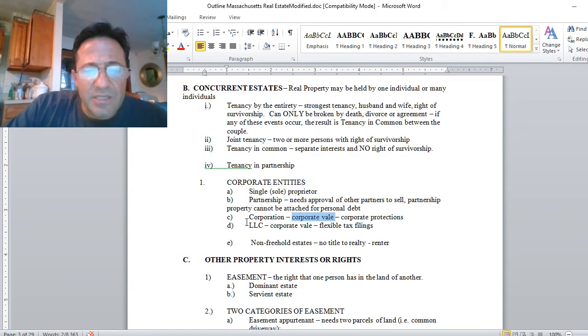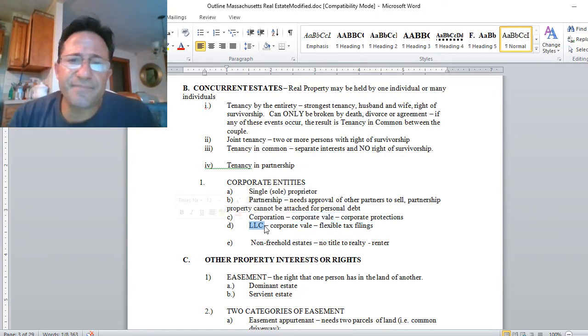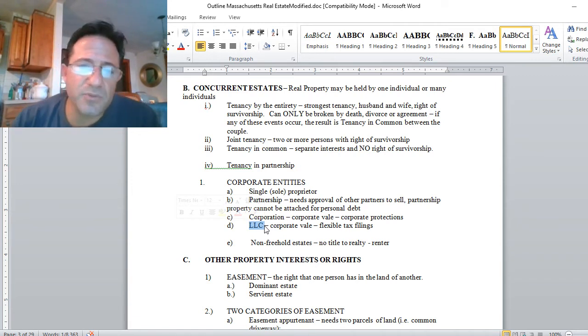Same type of idea with a limited liability company, or an LLC. This is kind of a hybrid between a partnership and a corporation. You have some flexibility as to how you file your taxes at the end of the year with an LLC. That's kind of the reason why people do this. So you file your papers with the Secretary of State's office. They recognize the entity, and there's a corporate protection associated with an LLC as well.